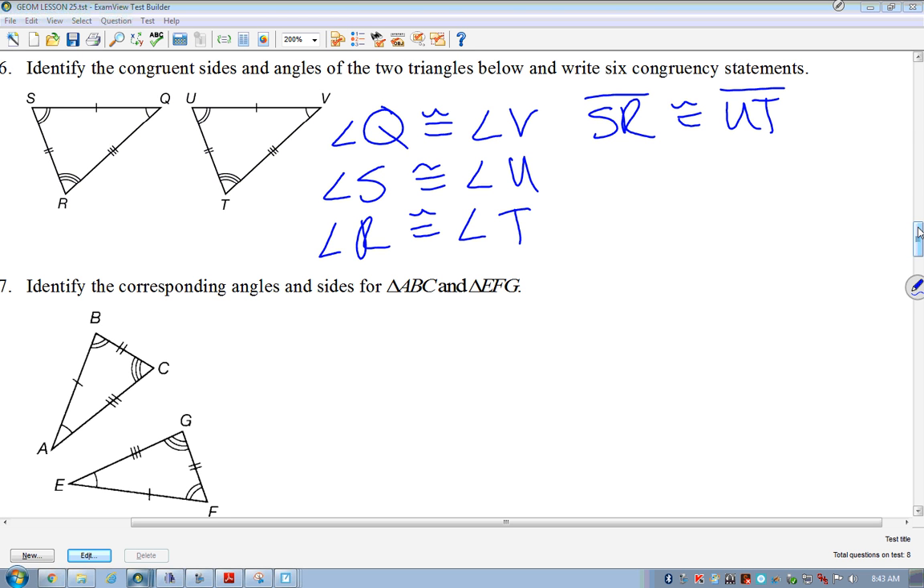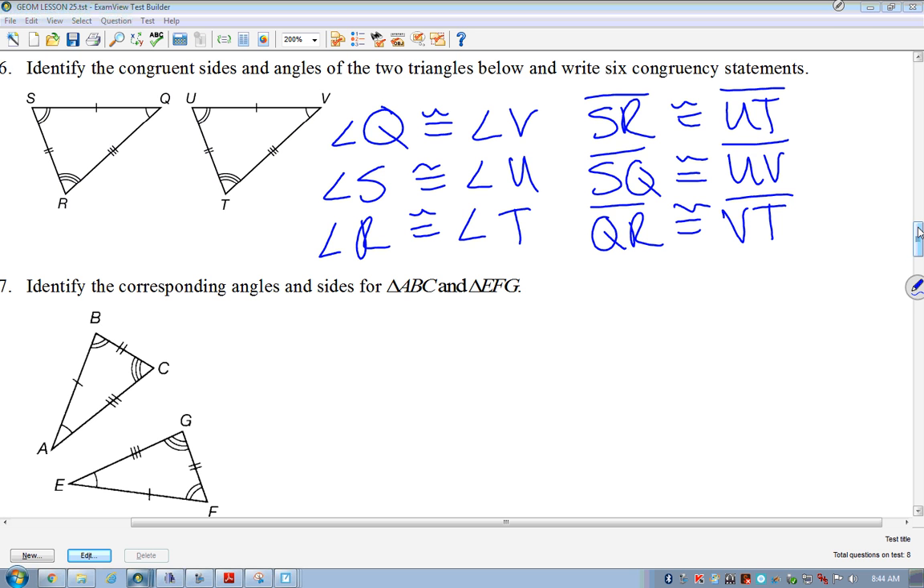We have SR, SQ. Okay, what is SQ congruent to? UV. Okay. All right, let's see. Chandler, give me another one. QR. VT. Okay. We feel like that's fairly simple to do. Shouldn't have any problems with that. Okay, good.